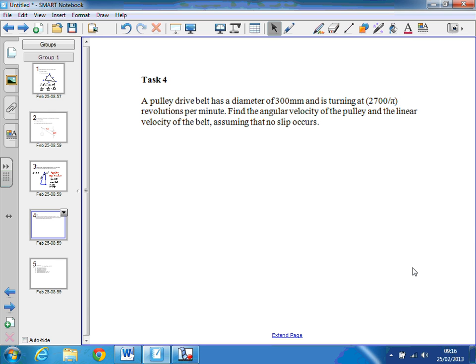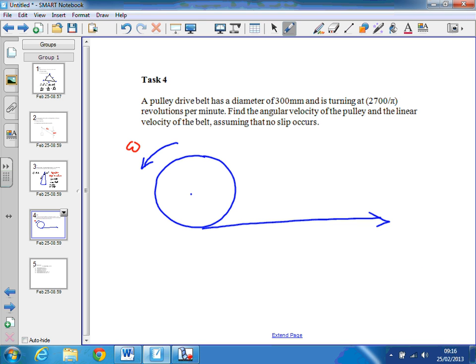So this might be worth drawing out. It's this sort of situation, isn't it? We've got some sort of rotating wheel, and associated with that is also some sort of belt attached to it. Symbols, if you're going to put symbols on these things: omega, not W, omega for the angular velocity and V for the linear velocity are recognized symbols.